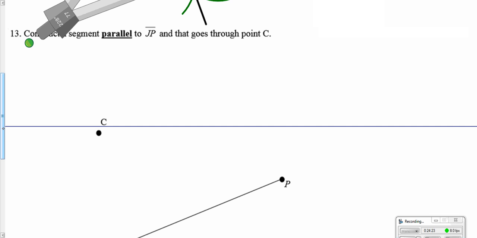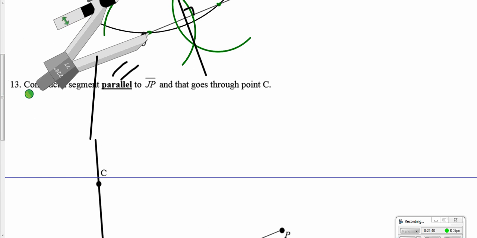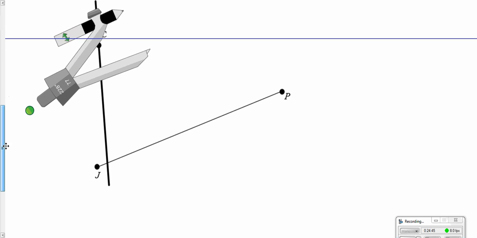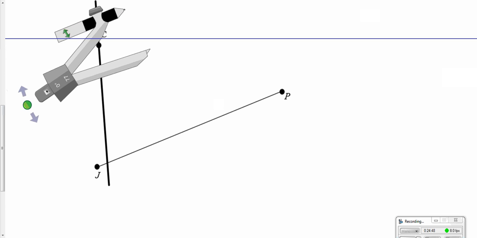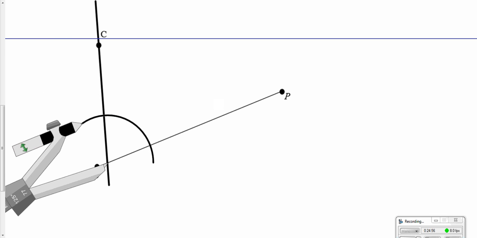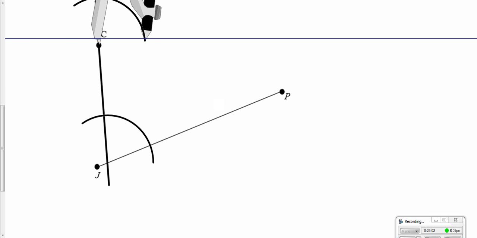Okay, number 13 is looking for parallel this time. So this time my first step is to draw a line through C that intersects my given line. It does not matter where your line goes. Okay, I want to make some form of angle. Then I'm going to bring my compass down. Put my compass on the spot where my line intersected my original line. Draw the arc. Then I'm going to bring my compass up to point C and draw that same arc up top.